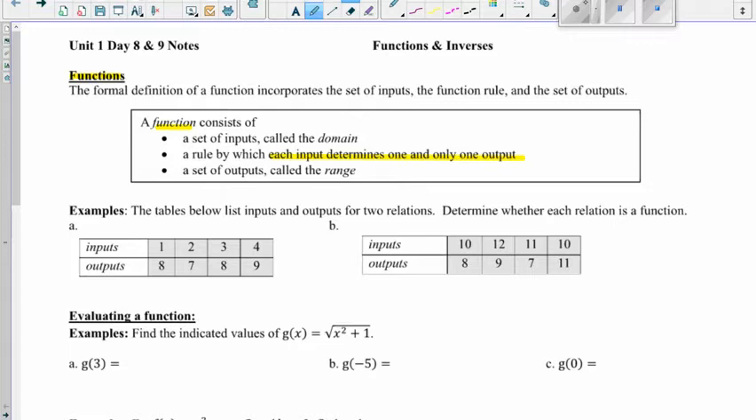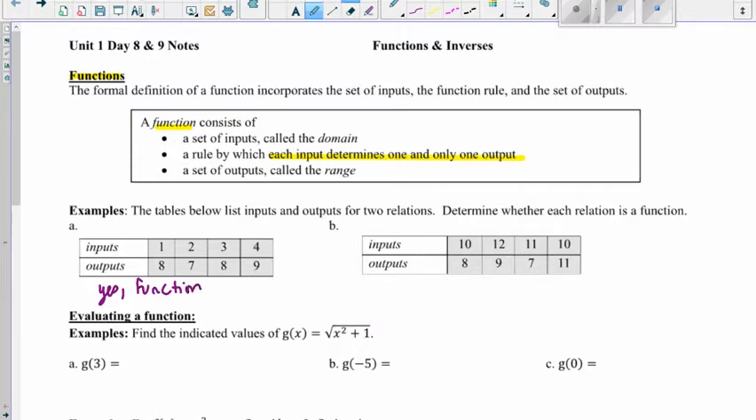The examples below list inputs and outputs for two relations. Determine whether each relation is a function. Looking at the first one, we have inputs 1, 2, 3, 4, and the outputs are 8, 7, 8, 9. Notice that the outputs are repeating, but the inputs are not. So for each input, we have one and only one output. So yes, this is a function.